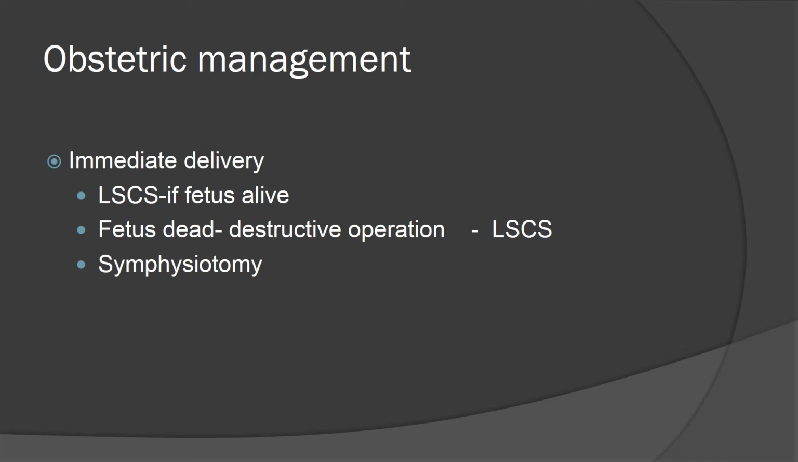Another option, which is very rarely used, is where there is no facility for a cesarean section, or the woman refuses cesarean section for any religious or personal belief. You can resort to a symphysiotomy, where you divide the symphysis pubis under local anesthesia, and it will enlarge the diameter of the pelvis at all levels, and the delivery can be effected.